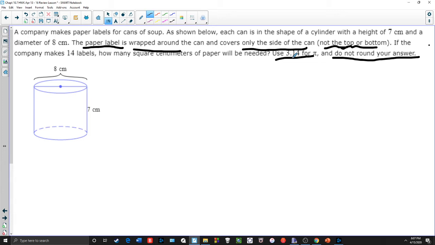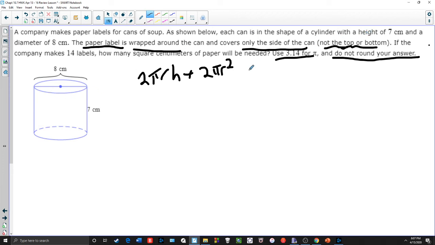But the way we do this one is we notice here that it says only the side of the can. So normally the way we get our surface area is we do 2 pi r h plus 2 pi r squared, right? This will give me the total surface area. This will give me the surface area of everything, top, bottom, and the side tube. But I don't want the top and the bottom.